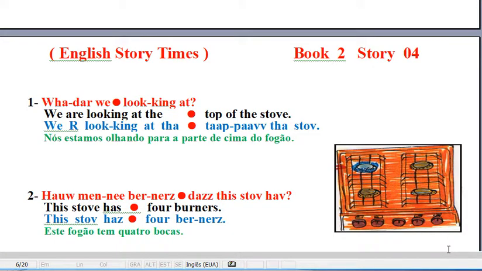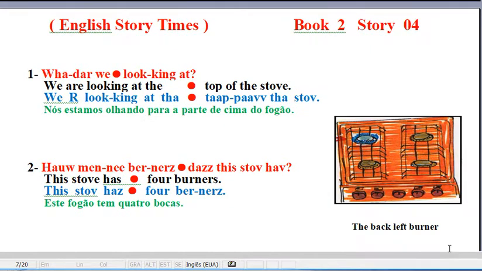English Story Times, Book 2, Story 4. The back left burner.